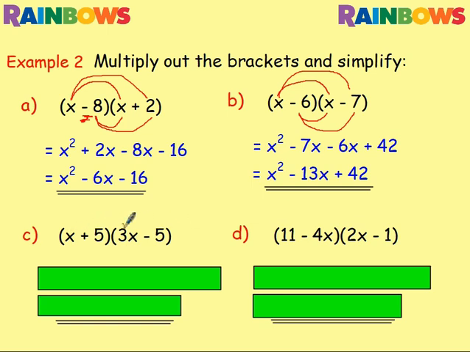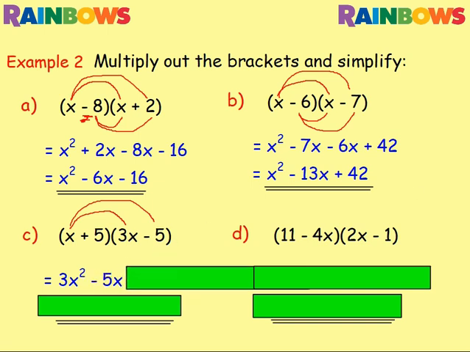Next one for C, x add 5, bracket, 3x, take away 5. So, rainbows, x times 3x. X times 3x is 3x squared. It is. Then x times negative 5. X times negative 5 is negative 5x. Good. Positive 5 times 3x. What's positive 5 times 3x? 15x. It is. Good. And positive 5 times negative 5. The signs are different. That's a positive, that's a negative, so your answer is negative, and 5 times 5 is 25.